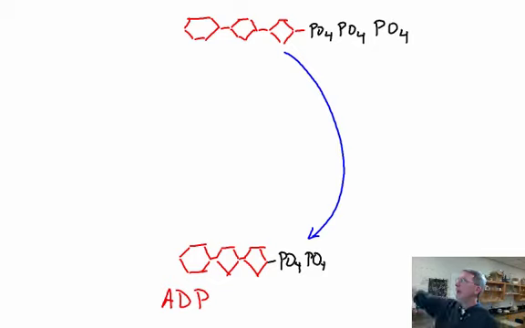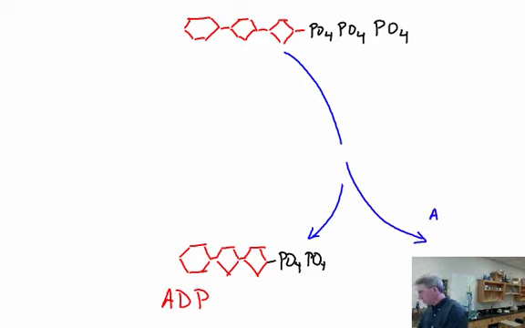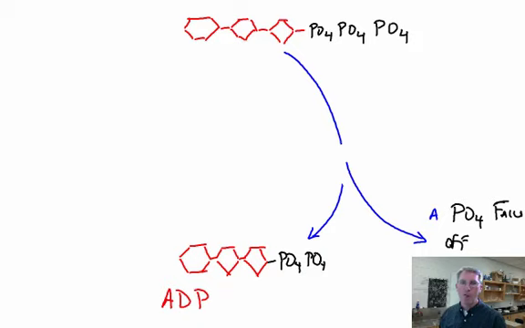So wait a minute, what happened in this process? When we went from 3 phosphates down to 2 phosphates, we must have lost a phosphate. So a phosphate, a PO4, is going to fall off of our ATP. And in that process, we're going to get energy out.